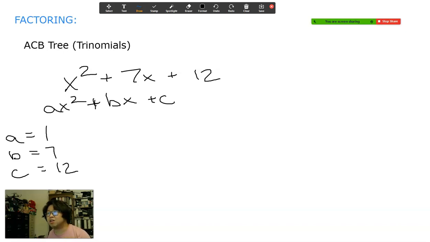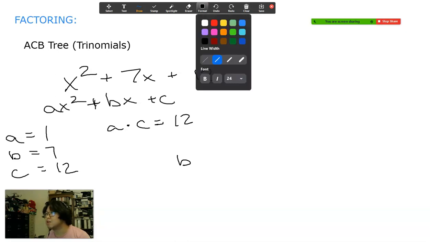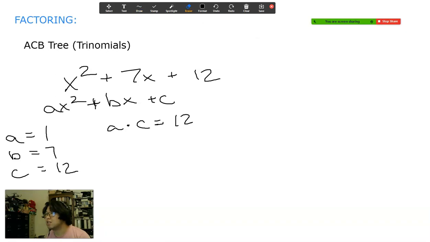So that means what I want is I want A times C, okay? That's going to be 12, right? 1 times 12. And then I want them to add up, or sorry, hang on. I got a little bit ahead of myself, but you actually want two numbers. You're looking for two numbers that add up to the B part. So here's 7. So what two numbers multiply into 12 and add up to 7?